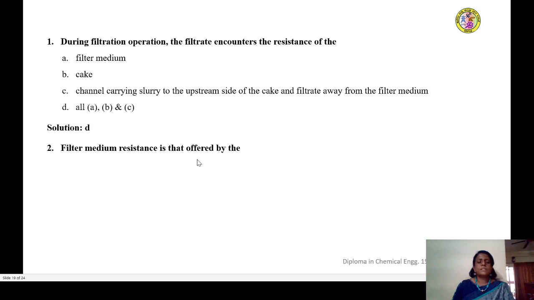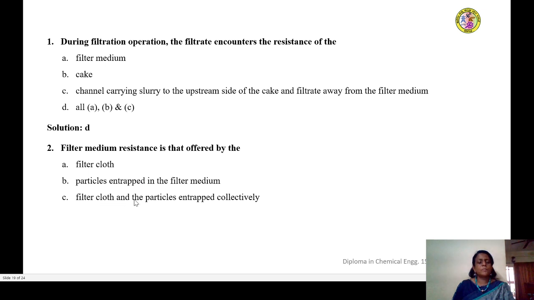So filter medium resistance is that offered by filter cloth, particles entrapped in the filter medium, or the filter cloth and the particles entrapped collectively act as a support base for the filter medium. Among these options, you all know that the true filter medium in a filtration operation is the filter medium plus the particles that are trapped in the openings in the filter medium. So it is a filter cloth plus the particles entrapped collectively. So that is the option in this question.